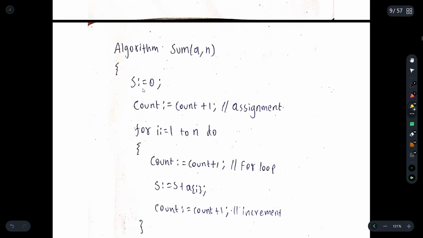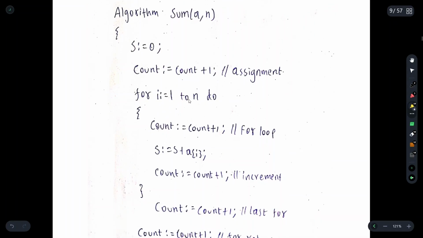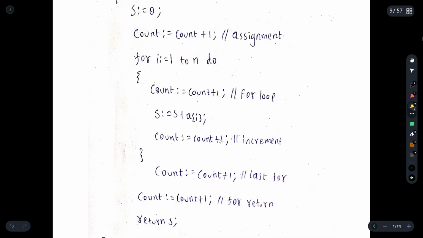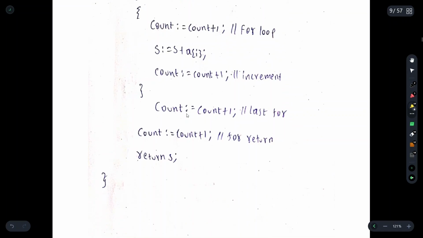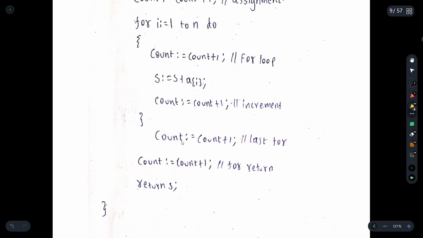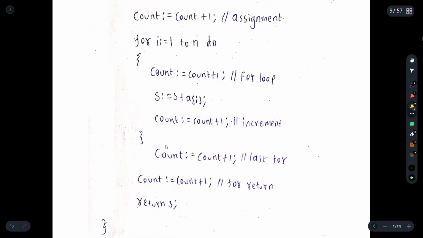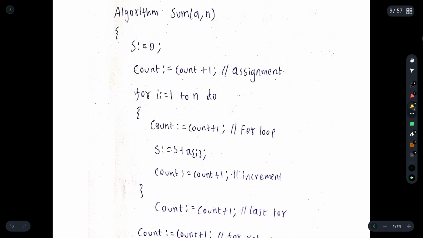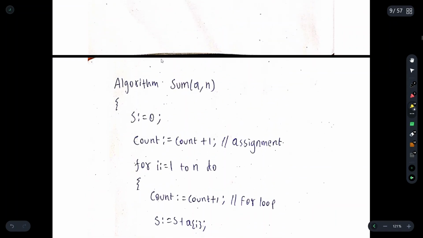Here we can see that s is being assigned, so we do count plus plus, and the for loop is run n times. So count equals count plus 1 will run for n times, and the increment of s will also run for n times. Finally, after getting out of the loop, this will run one time, just for returning the value. In this way the sum algorithm can be done.